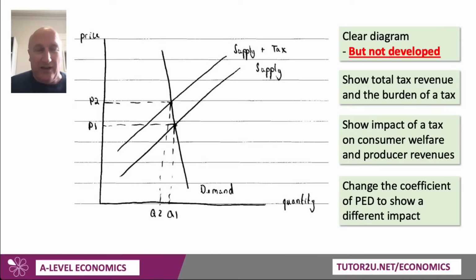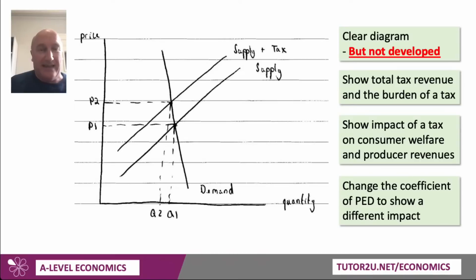Secondly, it's not developed. Although the diagram is showing the supply plus tax and the price going up from P1 to P2 and quantity contracting to Q2, that's fine. It's not developed. It's not showing, for example, the tax revenue that goes to the government. It's not showing the incidence of the tax. That would help you get to a next level. You could develop the diagram by showing the impact on consumer surplus and producer revenues.